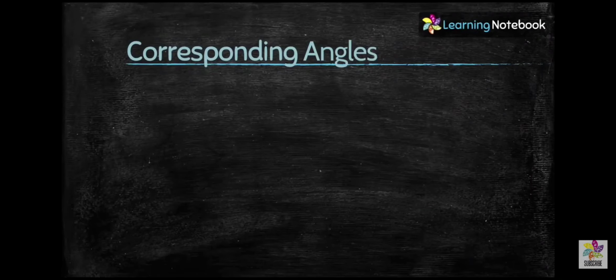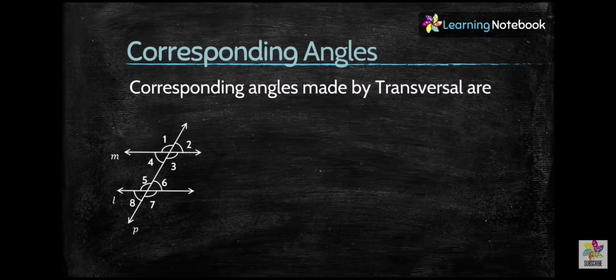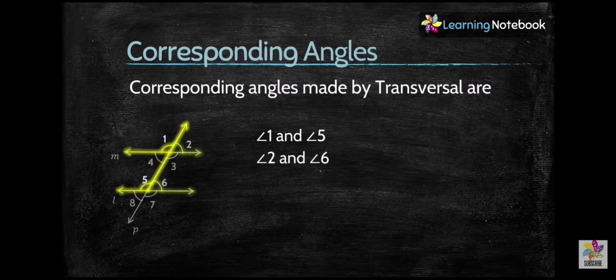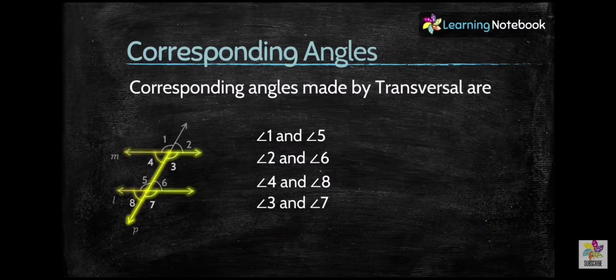Now next, let's see what corresponding angles made by a transversal are. Here, angle 1 and angle 5 are corresponding angles. Similarly, angle 2 and angle 6 are also corresponding angles. Then, angle 4 and angle 8 are also corresponding angles, and angle 3 and angle 7 are corresponding angles as well.